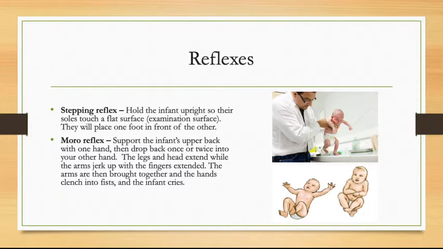With this falling sensation, the baby should extend their legs and head, and their arms should jerk up, and then they would bring their arms back together, and then they'll start crying.